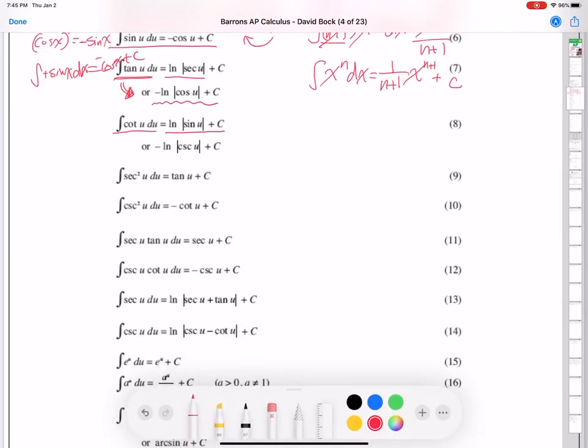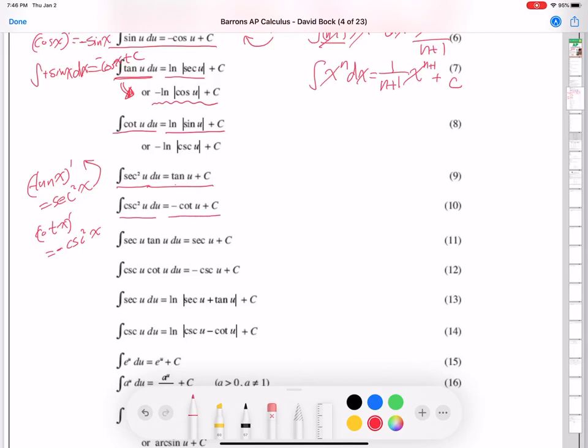Next formula, you know tangent x, right? Tangent x derivative was secant square x. So backward is integral secant square x dx equals tangent x plus c. You can use u, any variable, that doesn't matter. Okay, I'm using x now. What about cosecant square? Cotangent x derivative was negative cosecant square x. That's why integral cosecant square u du is equal to negative cotangent u plus c.